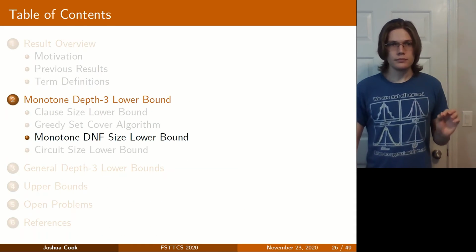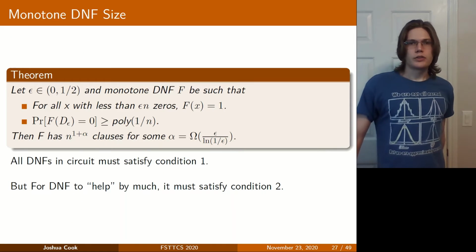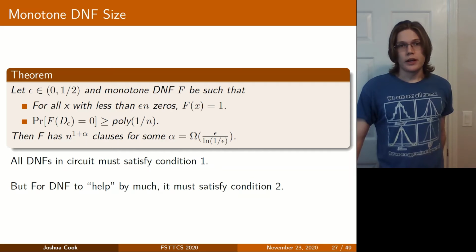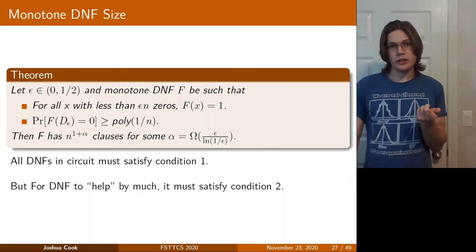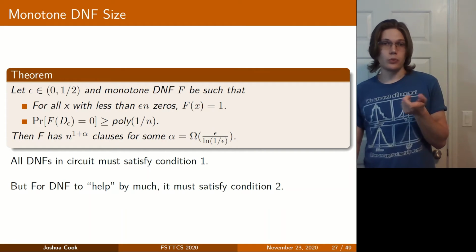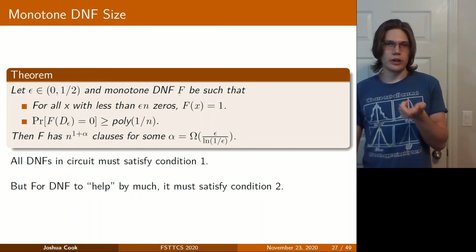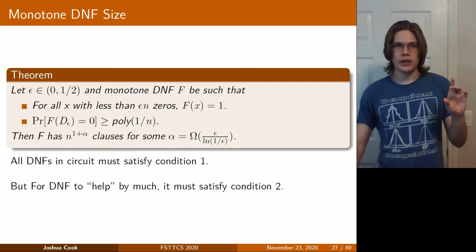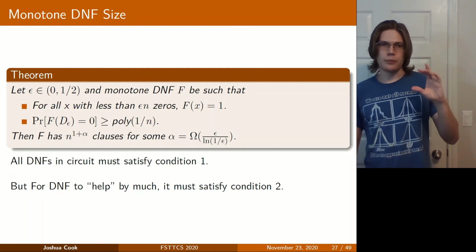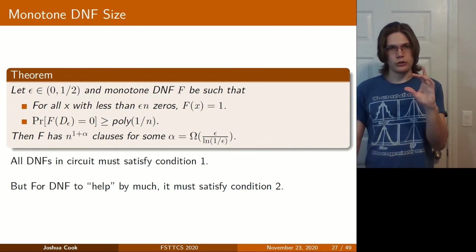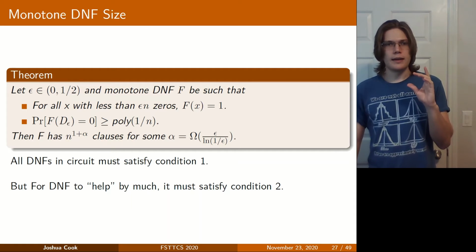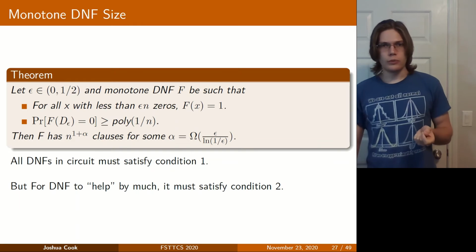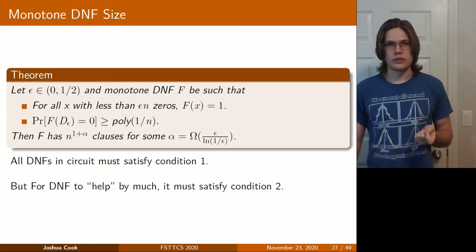Okay. So now we want to show monotone DNF size lower bounds. And the idea is that if we have a DNF that's always going to output a 1 if there are only at most epsilon n zeros, but on our coin input D_epsilon, it has a high probability of outputting 0, a polynomially high probability, then f has to have at least n to the 1 plus alpha clauses, where alpha is this constant that's greater than 0.